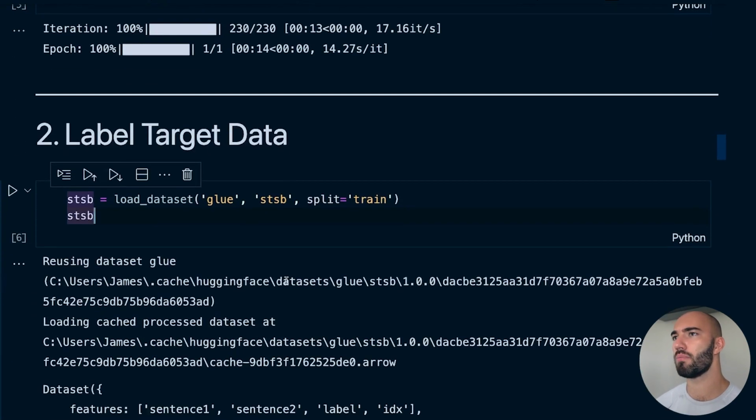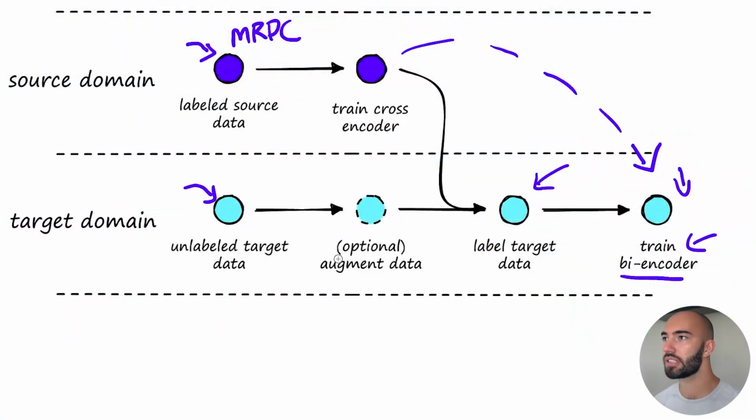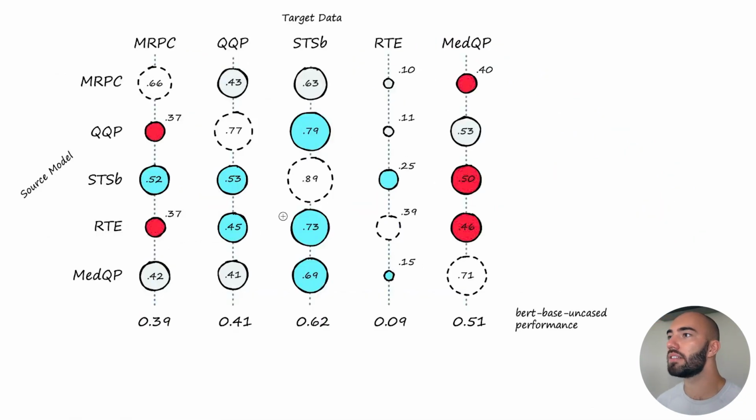So let me actually go back to here. So we can kind of cross these off. So we've labeled the source data and we've trained our cross-encoder. Okay, so this is our performance of the cross-encoder models. So that is the source models over here on different target data sets over here. So the source model for MRPC on the STSB target data over here. So this is the validation set of the STSB target data is what we are aiming for.